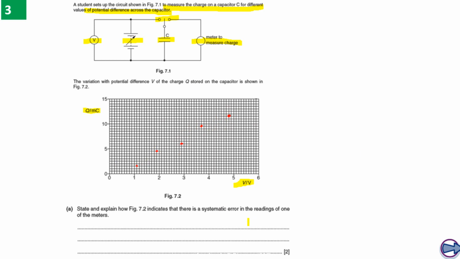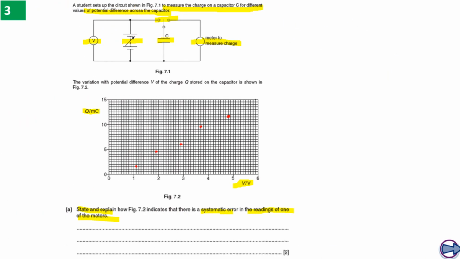What we need to find out is to state and explain that there is a systematic error in the readings of one of the meters. So how can we answer this one? Let me first explain what a systematic error is. Systematic error is the key thing we need to understand. If we don't understand systematic error, then it is difficult to answer this question.